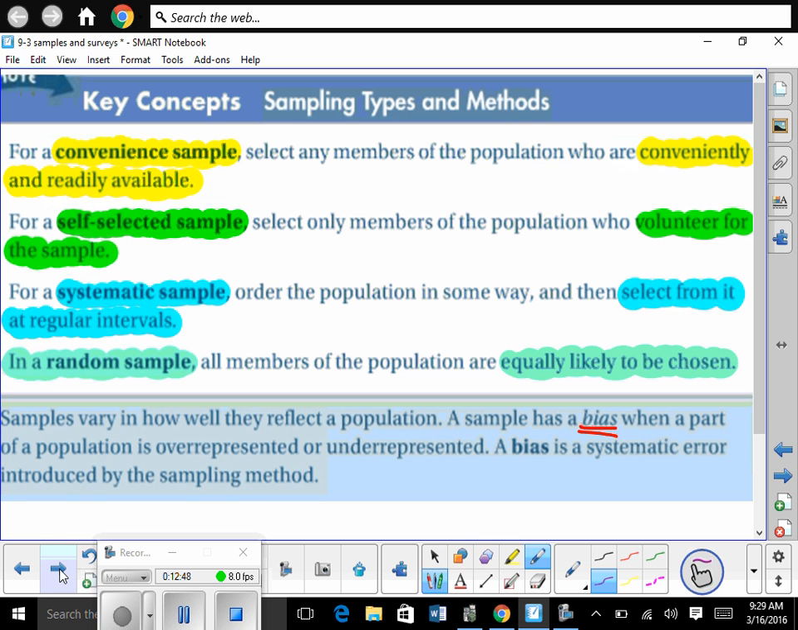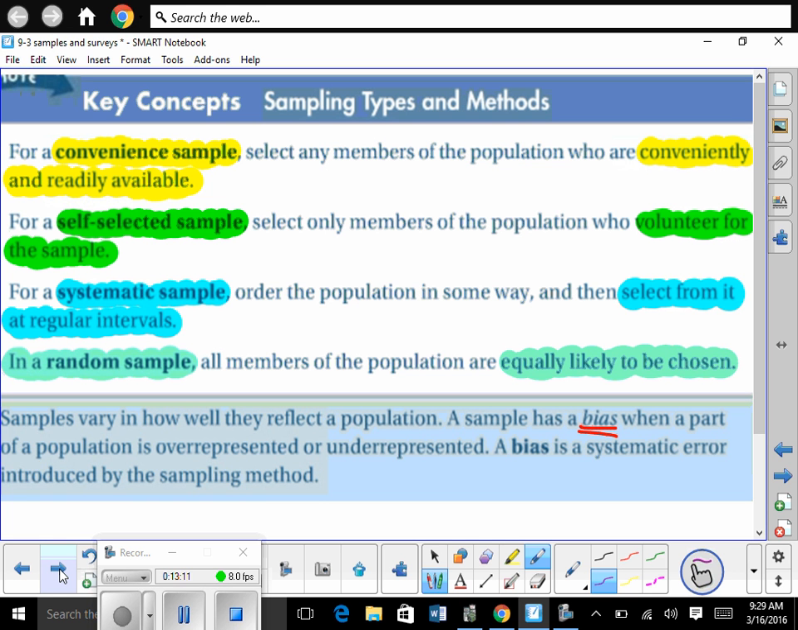That makes it pretty dang random, for the most part, as long as you have a big enough sample. And then a random sample is actually usually the best, because random means all the members of a population are equally likely to be chosen. So it's completely random. Everybody's equally likely to be chosen. So obviously this is a favorable type of sample.